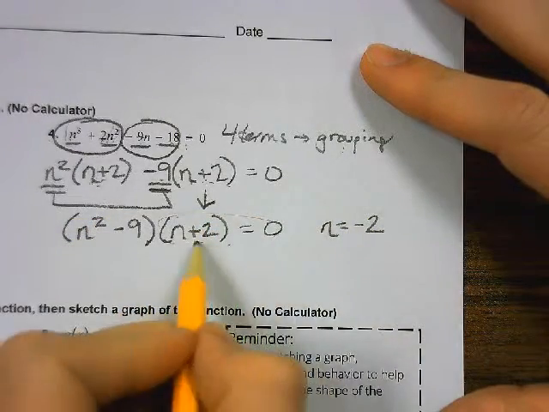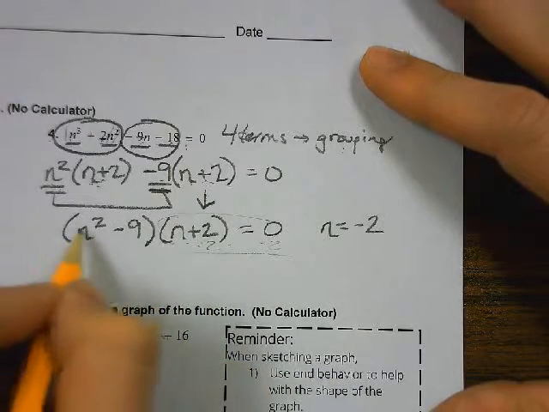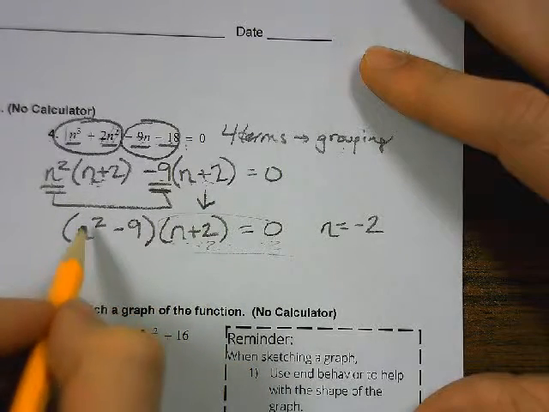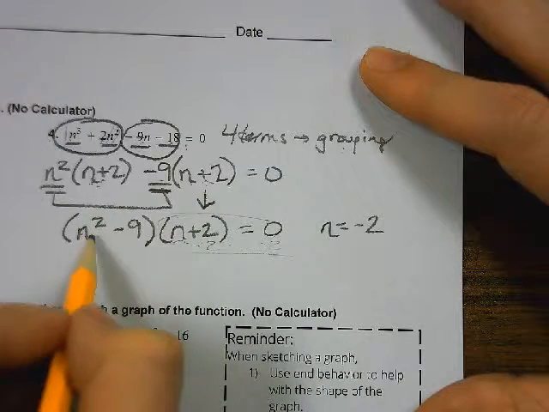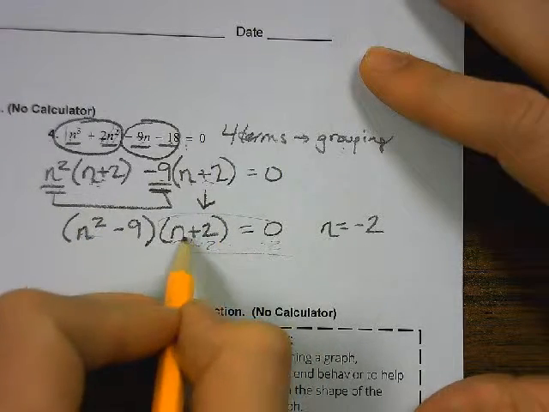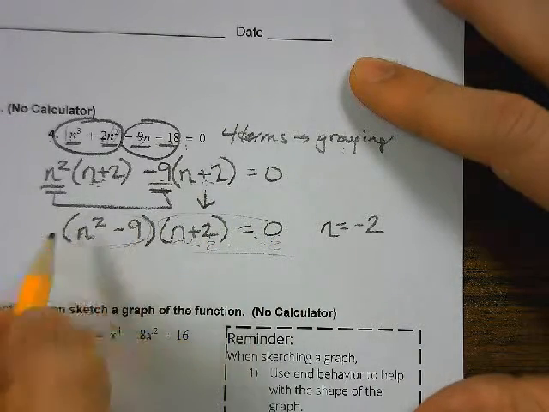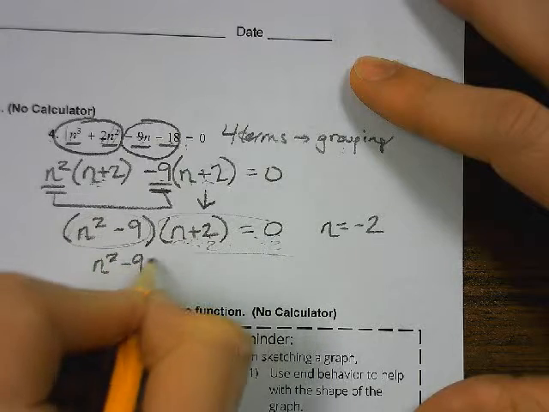But this n squared minus 9, there's more to factor here, and we just need to figure out what it is. So on this side, we set n plus 2 equal to 0, and we're going to do the same thing with this factor. N squared minus 9 equals 0. Add 9 to both sides, and you're going to get n squared equals 9.